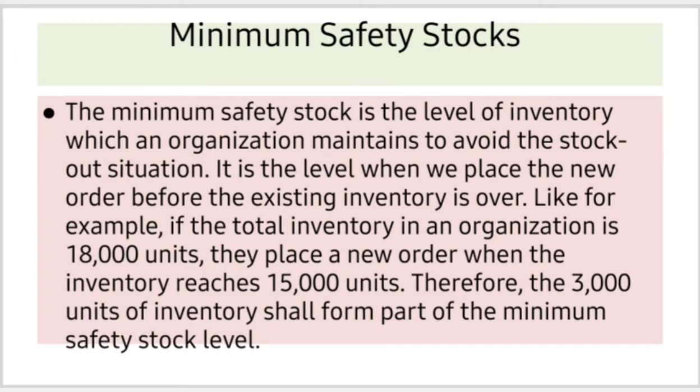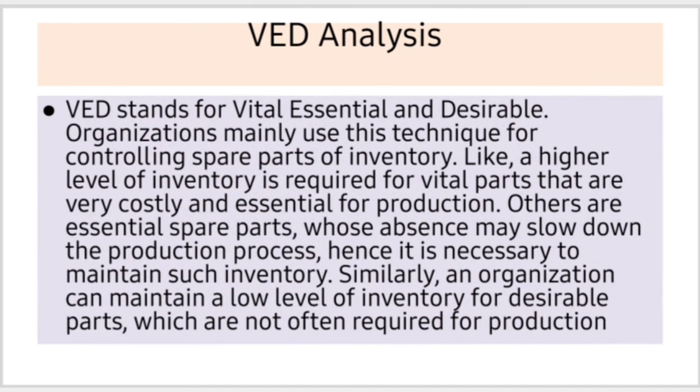Okay, and minimum safety stock model. In the minimum safety stock model, the level of inventory which an organization maintains to avoid the stock out situation is the level when we place the new order before the existing inventory is over. For example, if the total inventory in an organization is 18,000 units, they place the new order when it reaches 15,000. Therefore 3,000 units of inventory shall be part of the minimum stock level. So when it reaches the minimum stock, then the reordering happens.